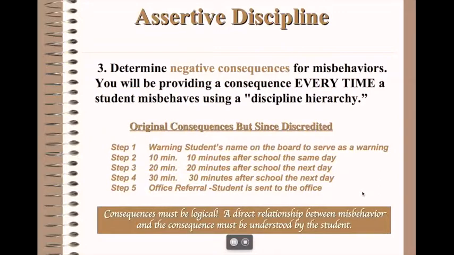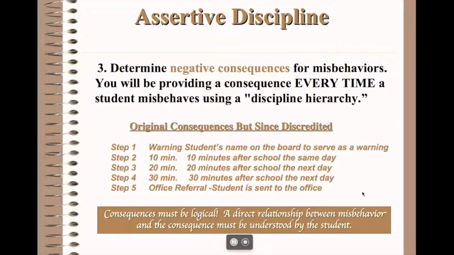And then third, you determine the negative consequences for the misbehavior. And here you provide a consequence every time a student misbehaves. You don't really overlook a misbehavior because then it snowballs, but you use a discipline hierarchy to correct each infraction of the rule. And the consequences usually have to be logical, with a direct relationship between the misbehavior and the consequence.